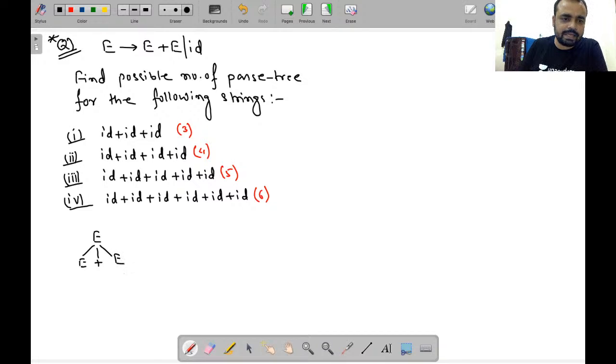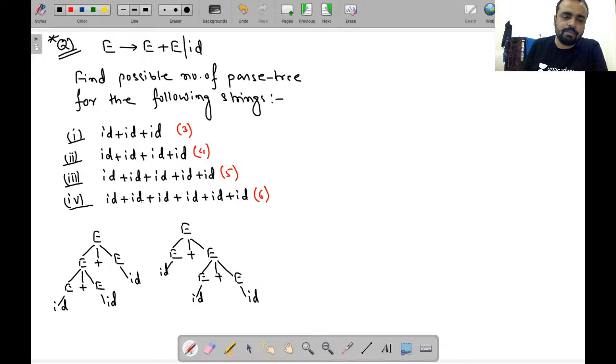E to E plus E. Since we are deriving 2 E's from a single E, either we can reduce this or we can reduce this. We have 2 possibilities. Either we can reduce this E plus E, and all E to ID, which will generate a triple ID, or we can reduce the right non-terminal, so it will be an ID and again E plus E, and all the E will be reduced by ID. That means there are only two possible parse trees. This is the first possible parse tree and this is the second possible parse tree for the string. This means for this there are two parse trees.